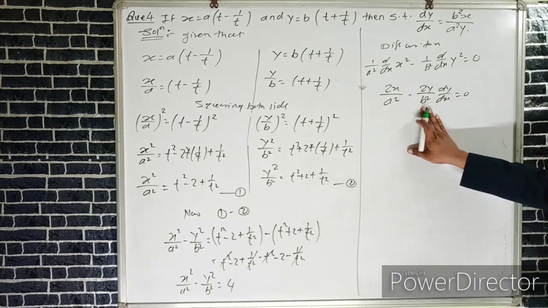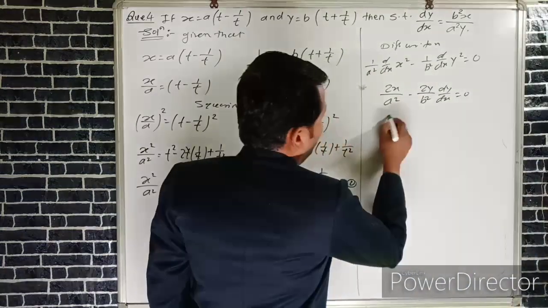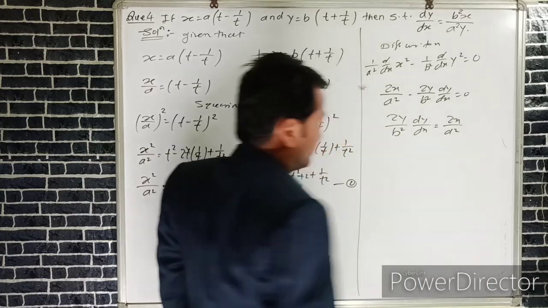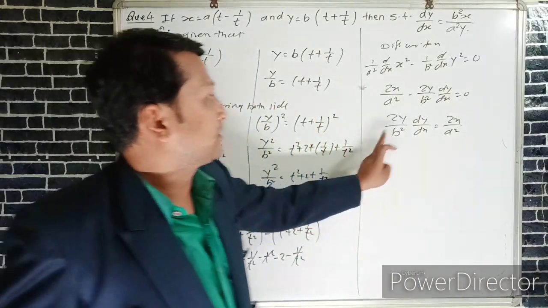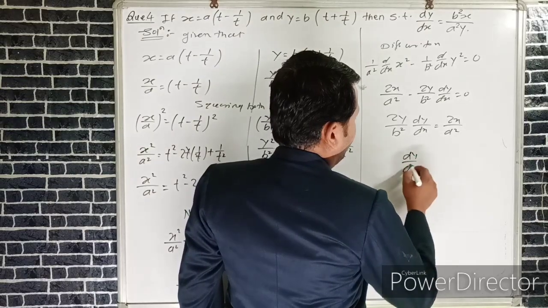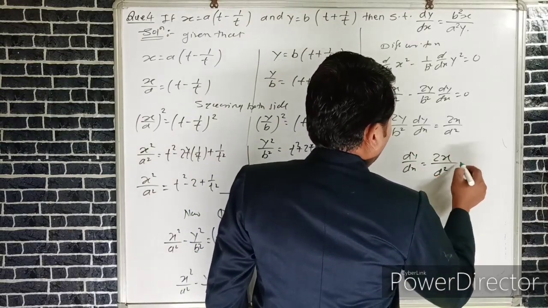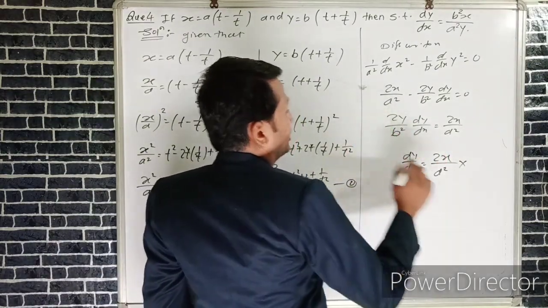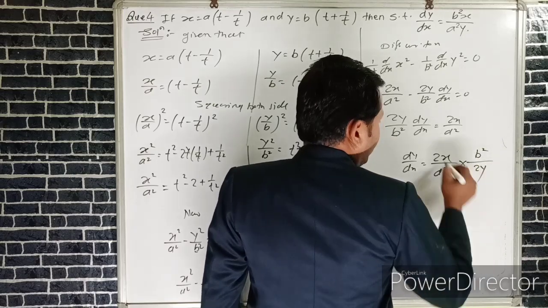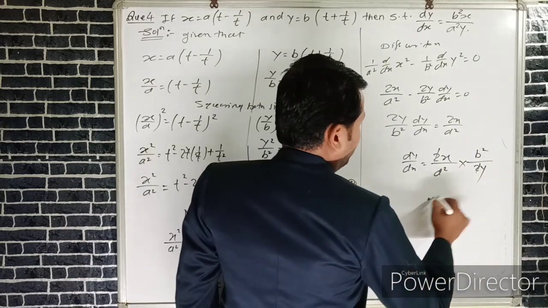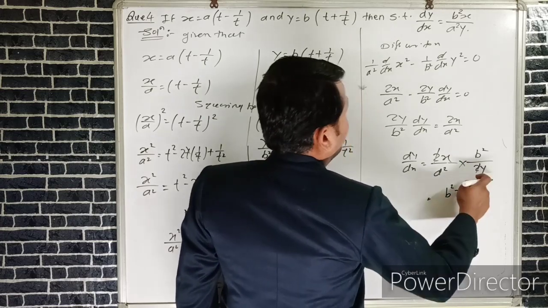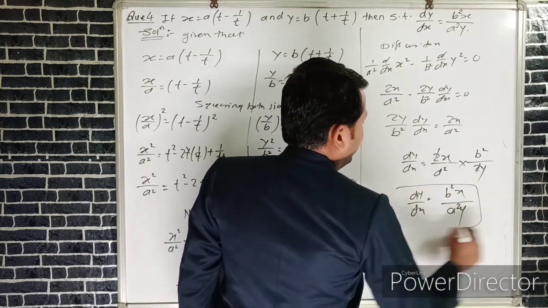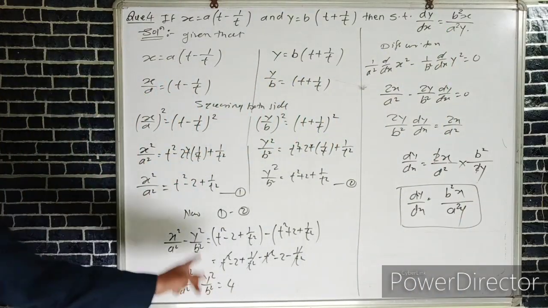If we take this 2y upon b square dy by dx to the right side, we can write 2y upon b square into dy upon dx is equals to 2x upon a square. Now if we shift this term to the right side, dy upon dx is equals to 2x upon a square into, interchanging numerator and denominator, b square upon 2y. Here 2 cancels. We can write b square x upon a square y, which is the required proof. Dy upon dx is equals to b square x upon a square y, hence proved.